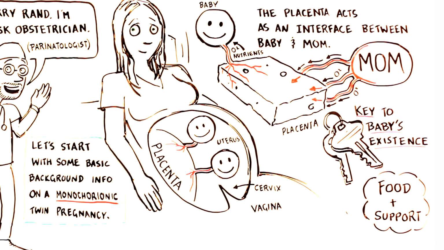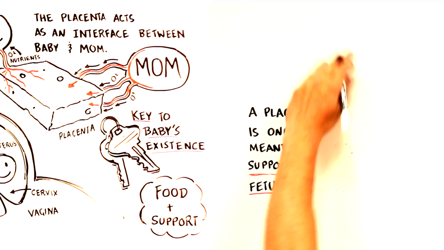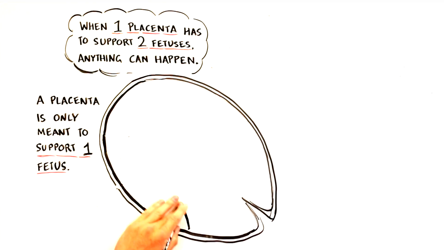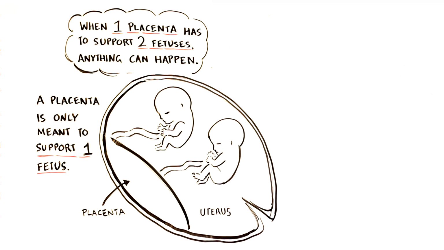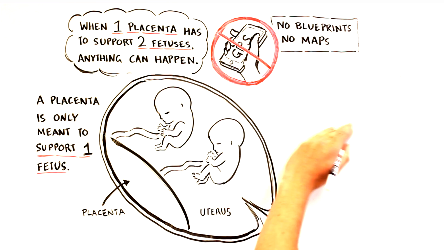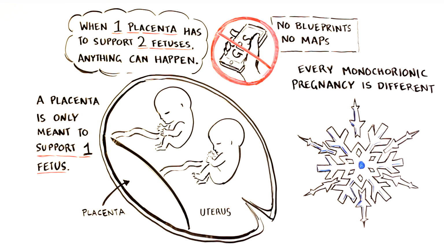But what's very interesting is that a placenta is really meant to support one fetus. When a single placenta has to support two fetuses, anything can happen. There's no blueprint or map for how exactly that's supposed to happen, and every monochorionic placenta is different and is almost like a snowflake. So let's add some umbilical cords to this placenta. We'll put one in the central area and one off to the very edge or the margin.